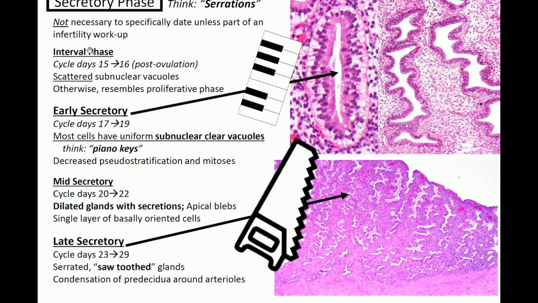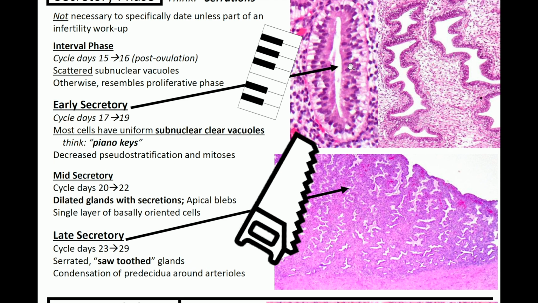For the interval phase, that's going to be cycle days 15 to 16, post-ovulation, and you're going to have scattered subnuclear vacuoles. Otherwise, it resembles the proliferative phase, but these subnuclear vacuoles are a pretty good indication that you're in the secretory phase. Also, you can see serrated looking glands, which we contrast with the tubular or donut shape we were seeing in the proliferative phase.